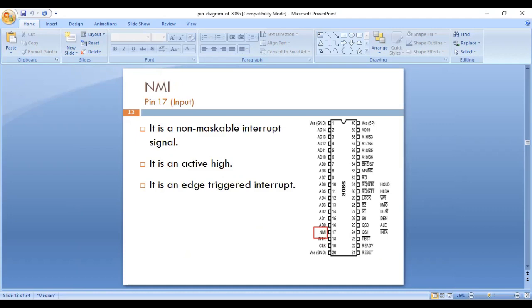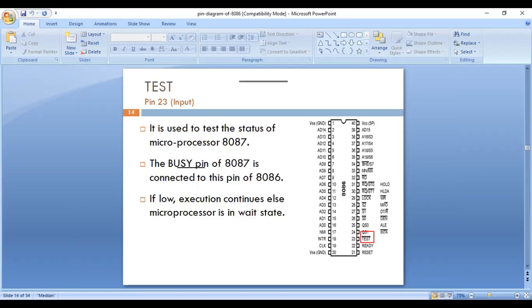Next, NMI, non-maskable interrupt. It is pin number 17. It is an input, and it is active high. It is an edge triggered interrupt. It is a non-maskable interrupt signal, so priority is given to the NMI pin over INTR.